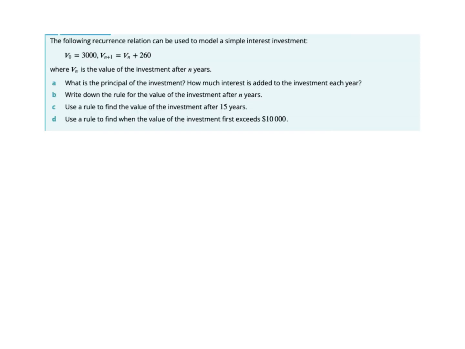Okay, so the following recurrence relation can be used to model simple interest. Yes, it's a recurrence relation because we've got this rule and we've got the V0, and it's simple interest because we're adding that same amount every time, where Vn is the value of the investment after n years.